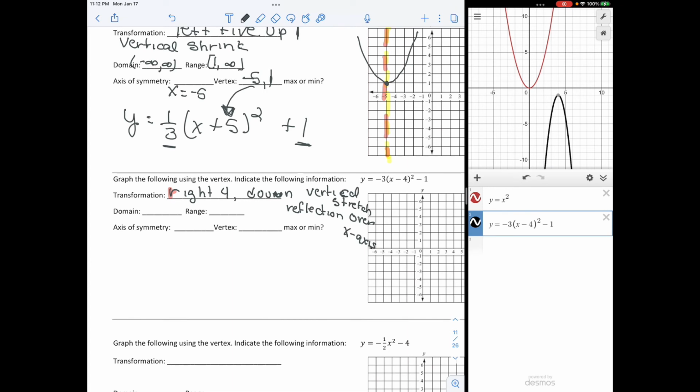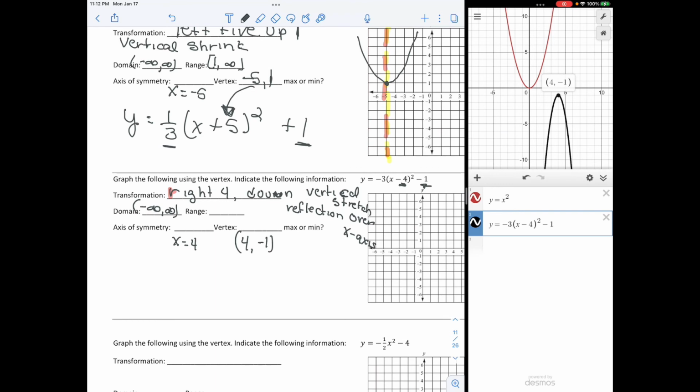So it did all sorts of things here. But notice what didn't change is the formatting. It still moved right 4 and down 1. My domain remains the same. My axis of symmetry is still going to be x equals 4. And my vertex is still going to be 4, -1. And again, you can just click on there and see it.